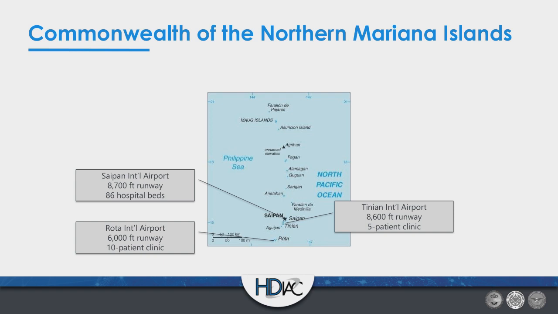Now we come to the Commonwealth of the Northern Mariana Islands, sitting just north of Guam. Guam would be just off the southern part of this map a little bit. And you see here some of the numbers. The island of Rota has a fairly short 6,000-foot runway and only a 10-patient clinic. Saipan is by far the largest of the islands in population size, and I believe also in geographical area. Saipan has 86 hospital beds, and that's the island where people from the other islands would be sent for additional care. And then Tinian has a small 5-patient clinic. So looking at something like Tinian or Rota, you really don't have any medical support, despite thousands of people living on those two islands combined.